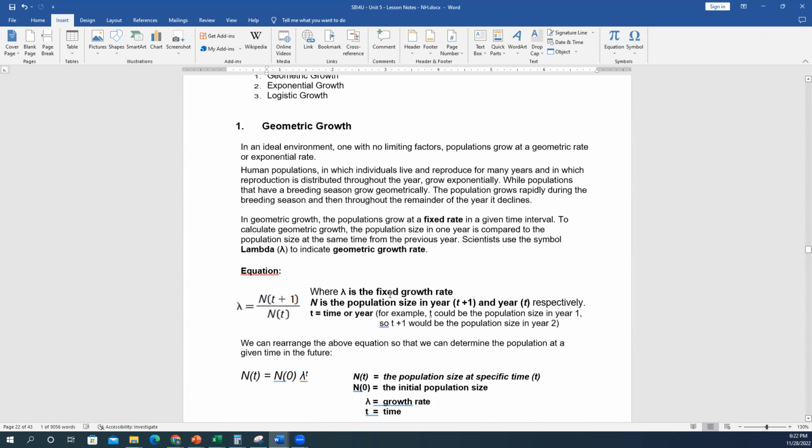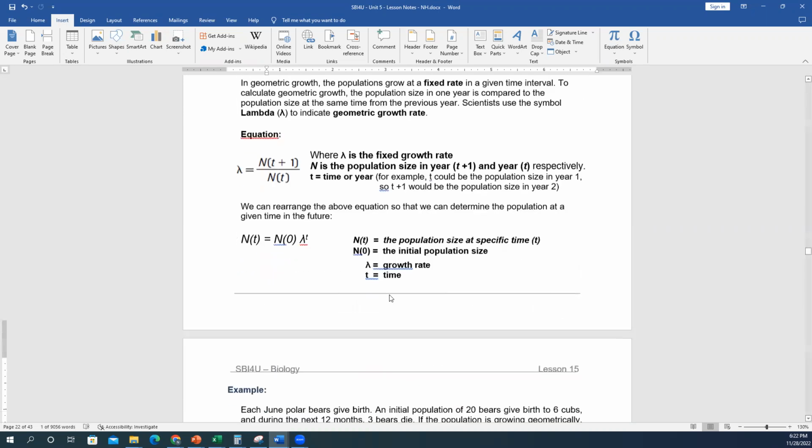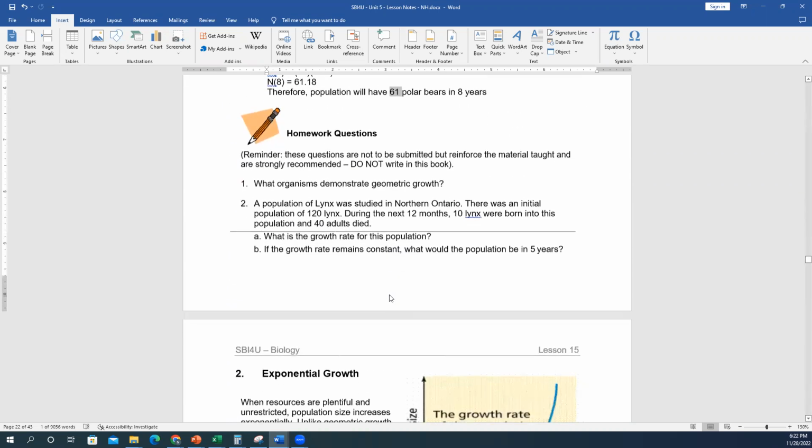Again, keeping in mind that this is the type of growth rate that happens when there are no limiting factors, but typically there is a breeding season and the growth happens at a fixed rate during this time and doesn't change much for the remainder of the year, or may even decline.